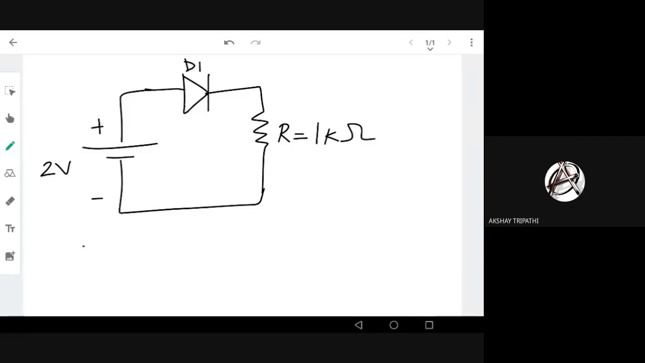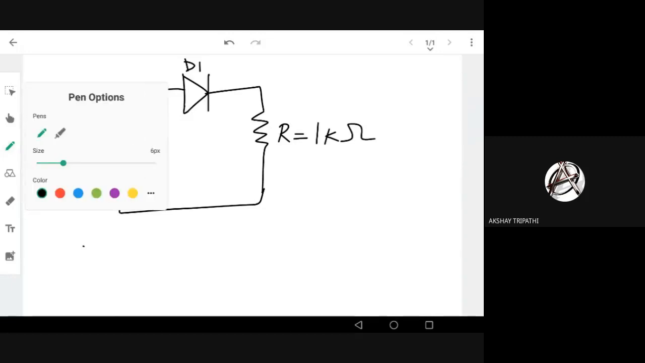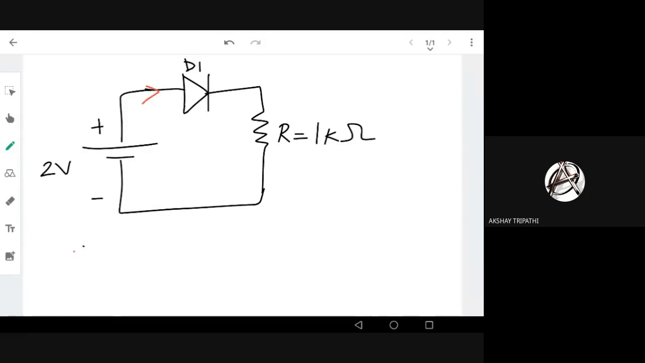Okay, so the question will be like this: find the current passing through the diode or the resistance. What is the voltage drop across this resistance? V out across the resistance, etc. These are the possible questions. Find I and V, right?